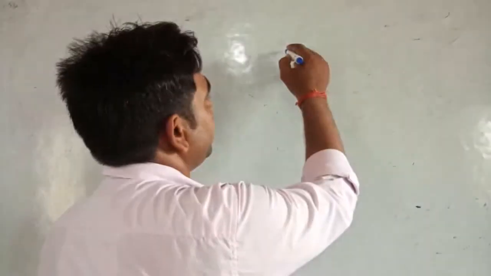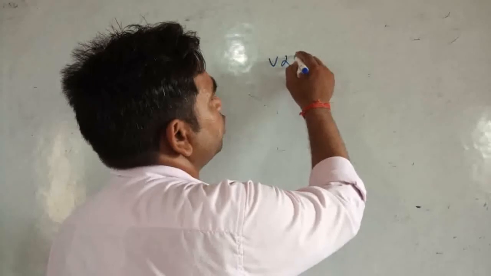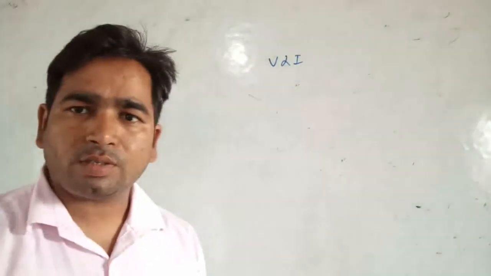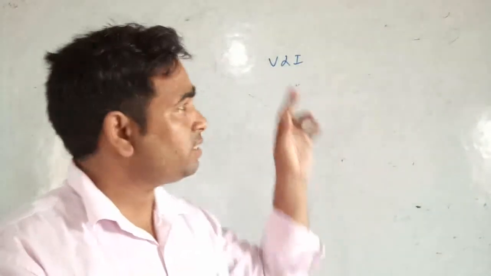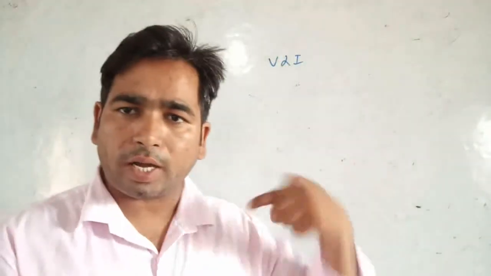There is a conductor in which current I is flowing, and V is the potential difference across its ends. Then Ohm found that V is proportional to I, which means the potential difference is directly proportional to the current.